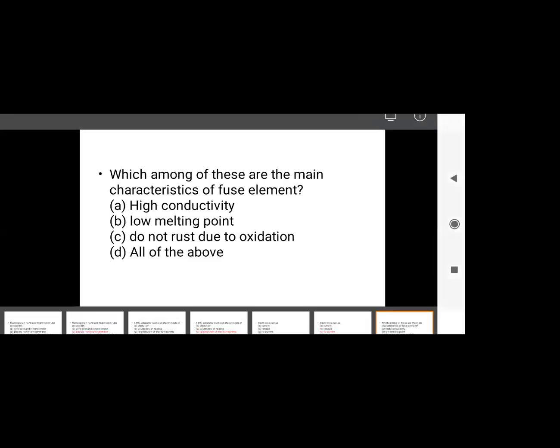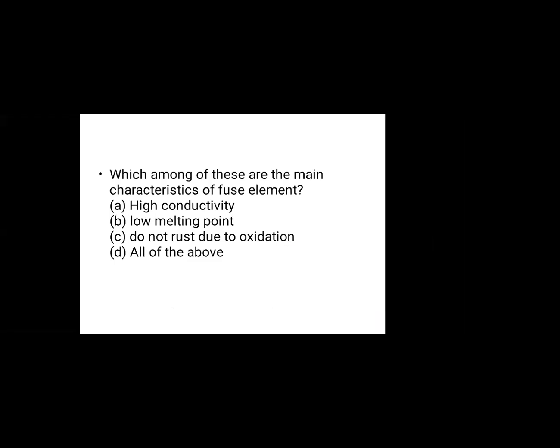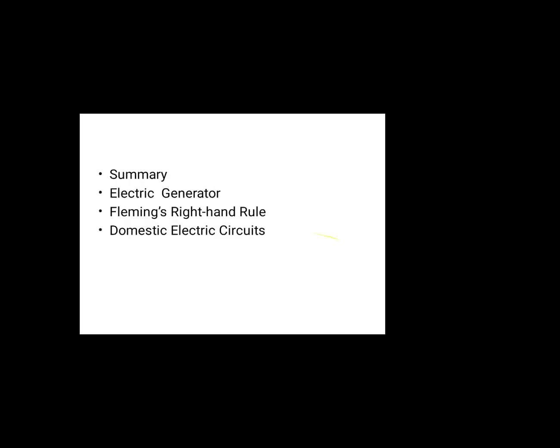It should be all of the above because, okay, I have not put it as the answer there. It is all of the above because it conducts, and of course it has a low melting point because it has to melt if there is heat production, and they do not usually rust because they are made up of alloy. So all of the above.